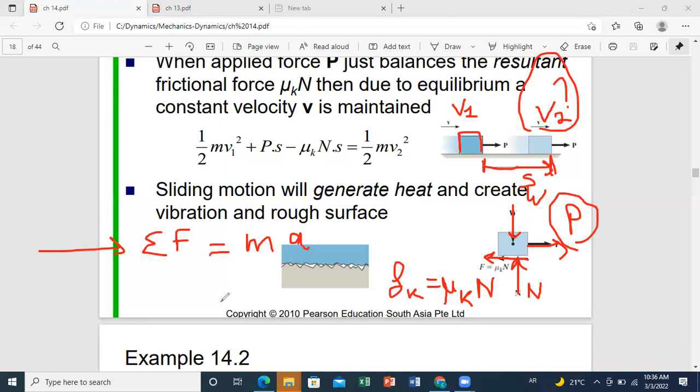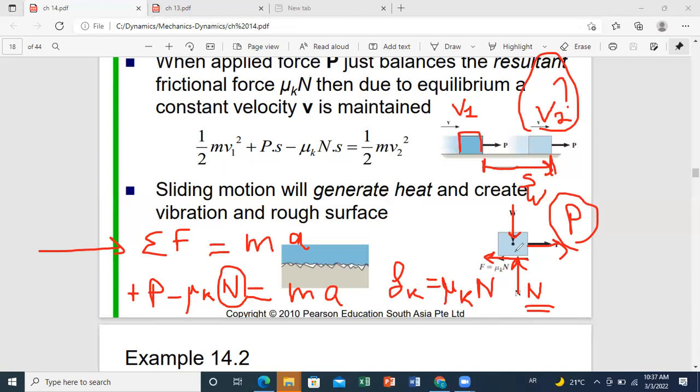What are the forces along this direction? P is in the positive direction, so plus P. F is opposing motion, so it's minus mu k N, equals MA. Now, to be able to get the expression of A, we need to find N. To get friction, we need N. How can we calculate N in this problem? From W. Yes, very good, from W.